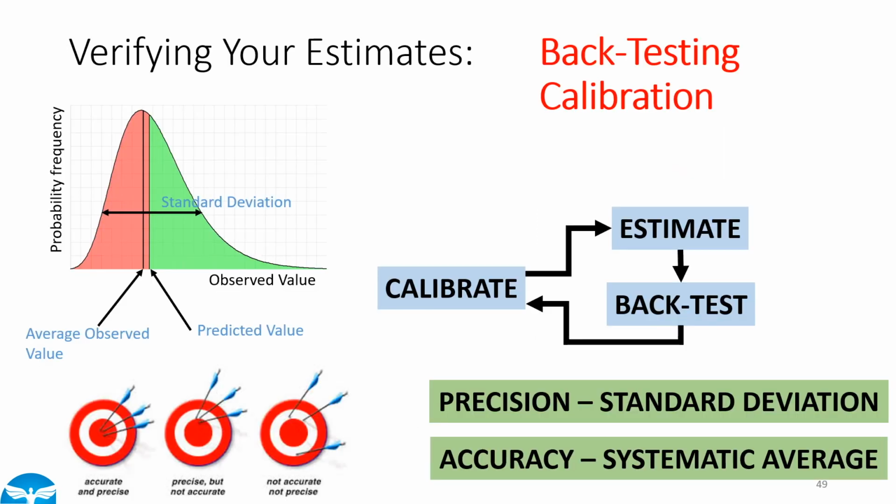So when you have a system or a method to forecast values, just like you did with obligor ratings, you have to back test and calibrate. Again, estimate the value, back test it, and recalibrate the system.